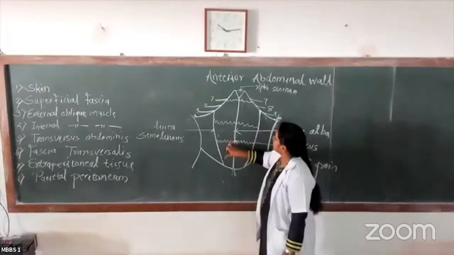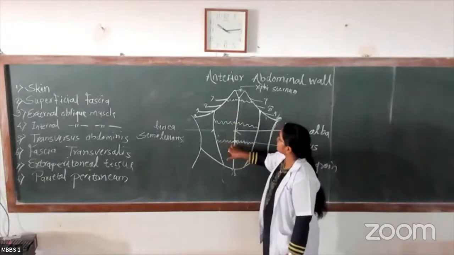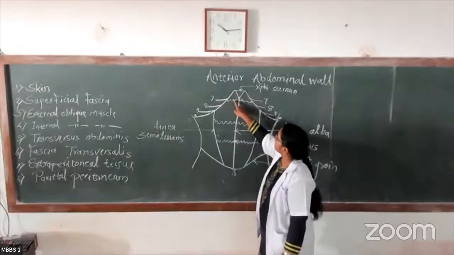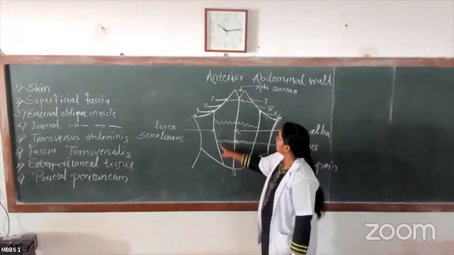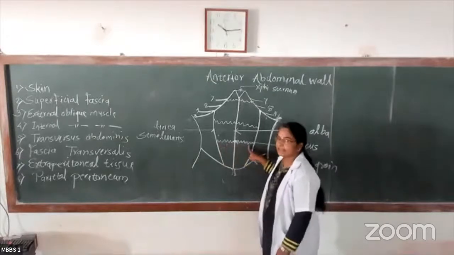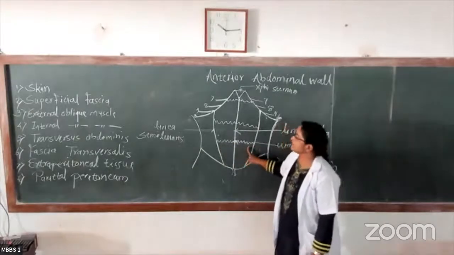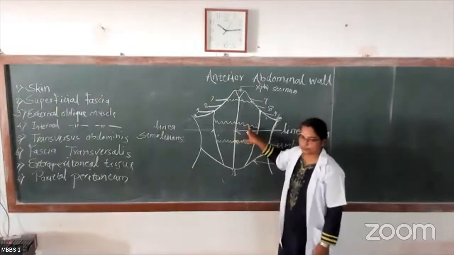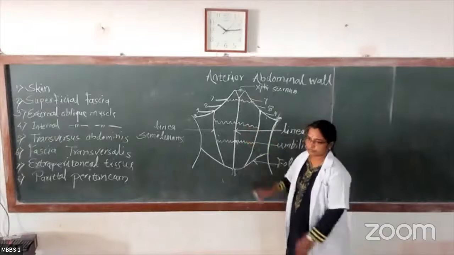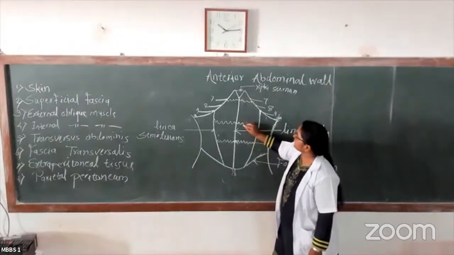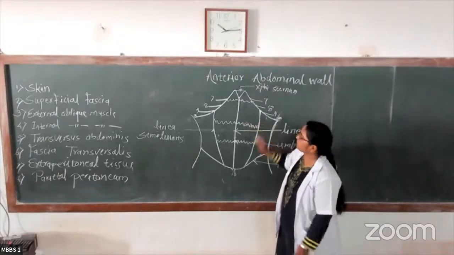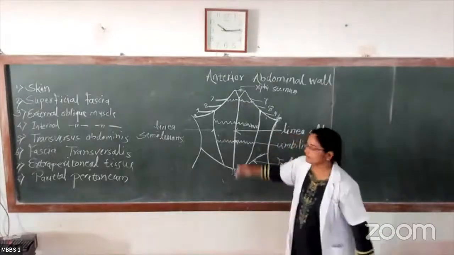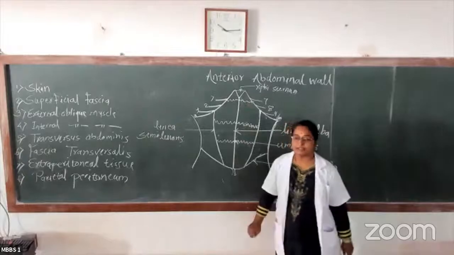Now, these tendinous intersections are present. One is present at the level of the xiphoid process, another is present at the level of the umbilicus, and the third one is present midway between these two. Now, these tendinous intersections are present in a zigzag manner, which provides strength to the rectus abdominis muscle.